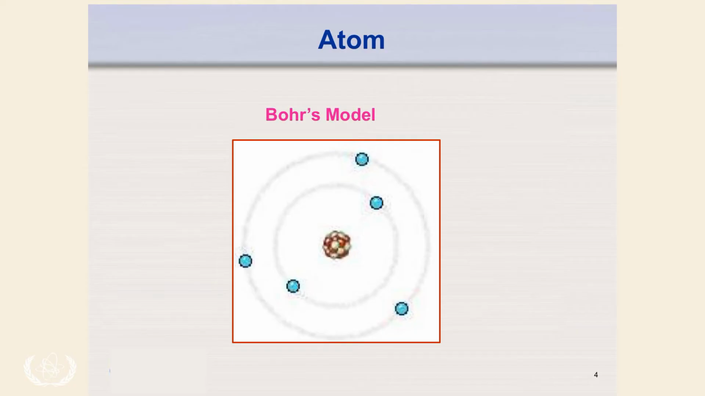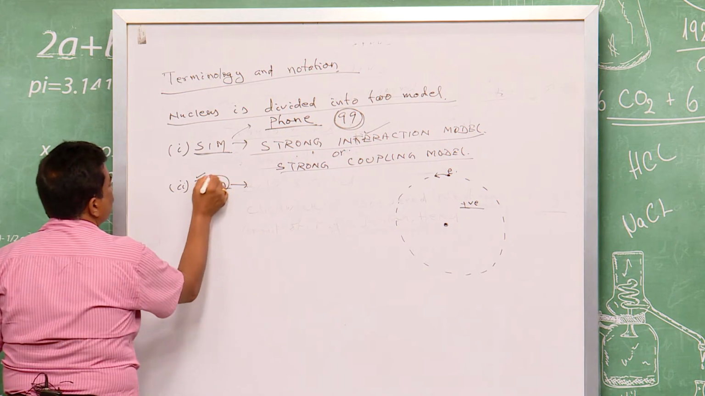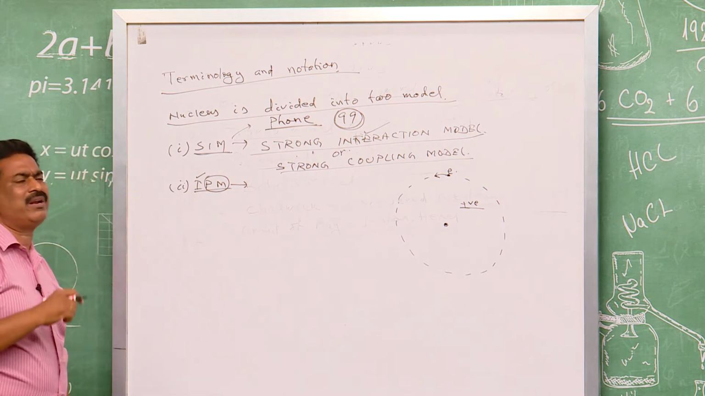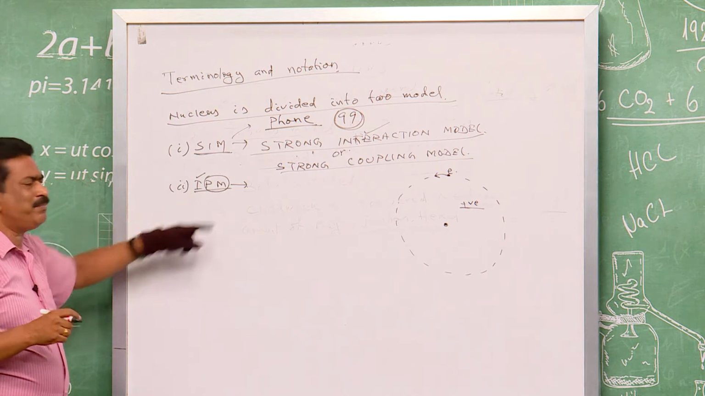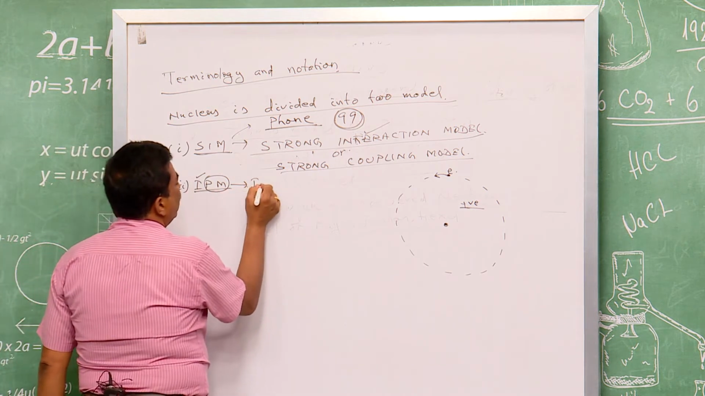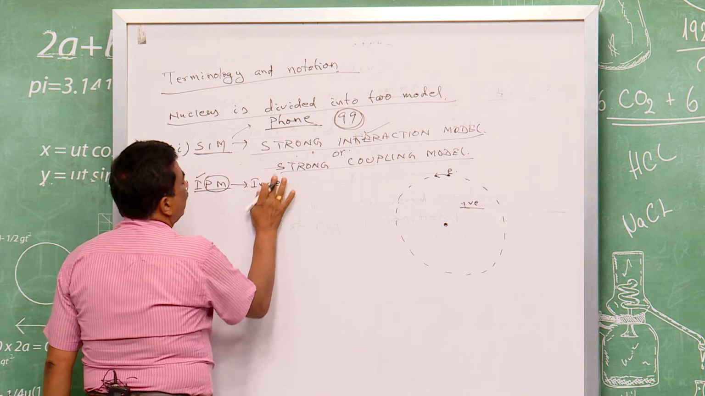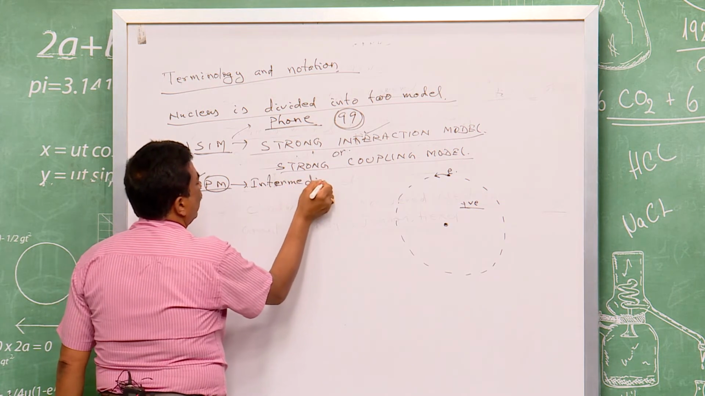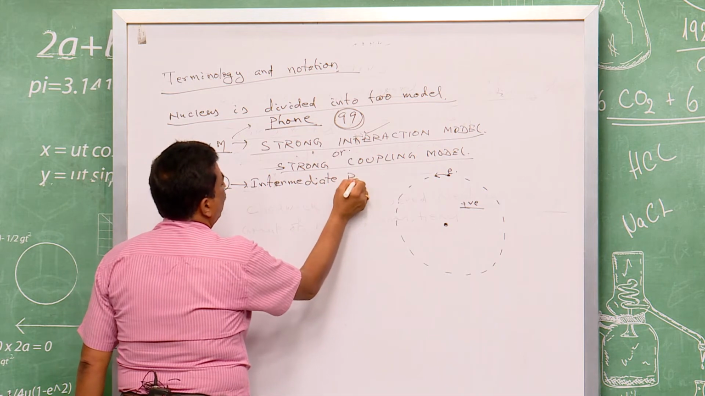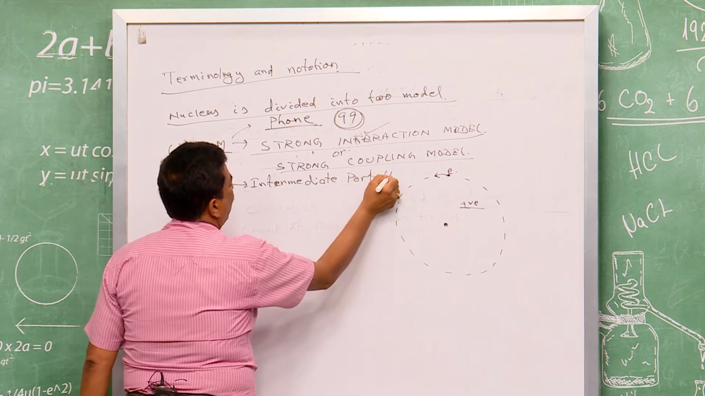If you go to the IPM, you can remember it this way: IPM means myself, I am the PM. I means myself, PM means Prime Minister. In this way you can remember IPM. Likewise, as I said for the SIM, this is the IPM. So, IPM means independent particle model.